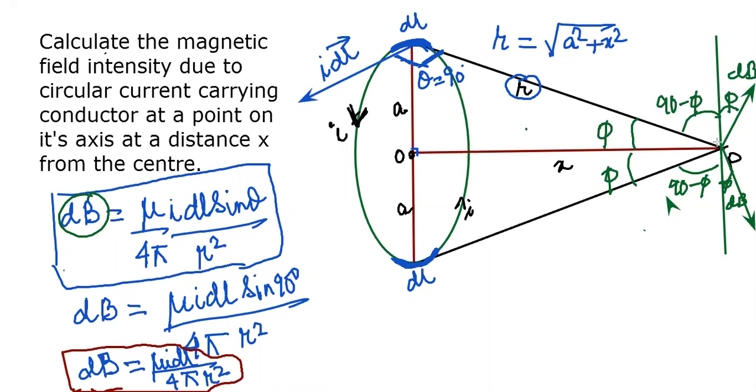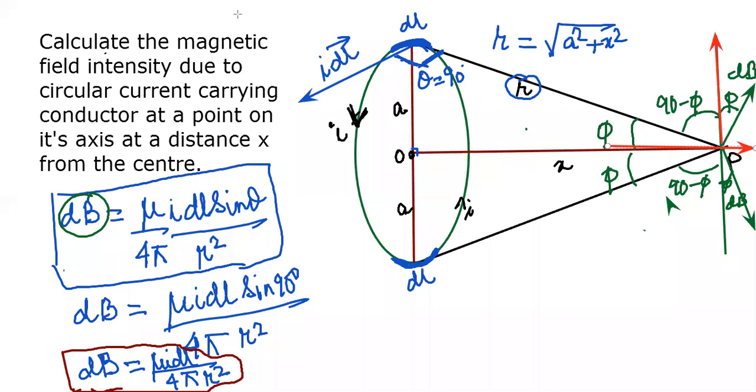If I try to resolve this dB into components, what will it look like? So this will be equal to the component along this, which is dB cos phi. Another component, therefore, will be dB sin phi. So I will just write it like this. This is your dB sin phi, and this is the component for the upper part I am considering.